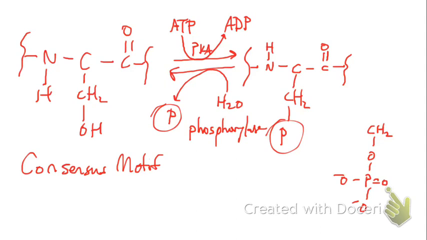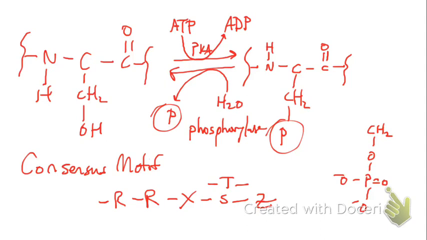And this consensus motif for PKA is arginine, some X, which is usually a small amino acid like a glycine or an alanine, and then you can have a serine or a threonine, and then some Z, which is always a hydrophobic. Z has to be always a hydrophobic amino acid, right? And so when PKA senses or sees, quote unquote, this sequence, it'll phosphorylate it.